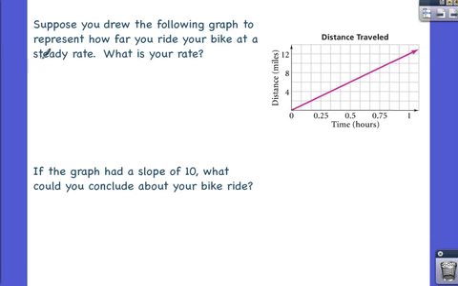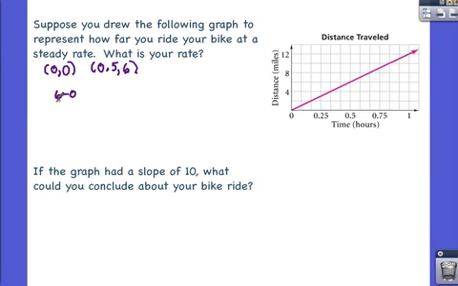For example, I know that (0, 0) is a point on the graph, and this one's a little hard to tell, so I'm going to move on until I see one where I can see very clearly. For example, (0.5, 6). I'm going to choose that one since I can clearly see both the x and the y coordinates without having to guess. And now I calculate my slope.